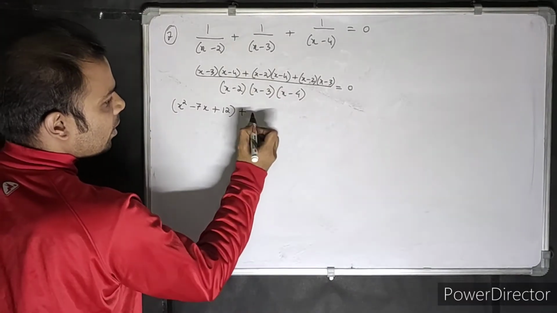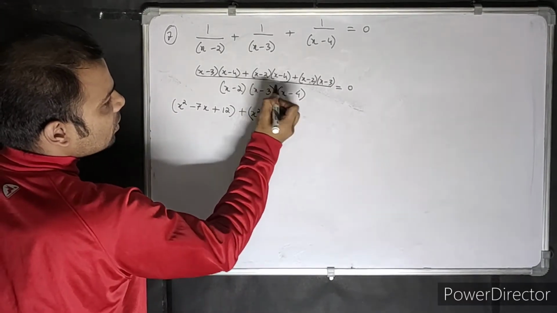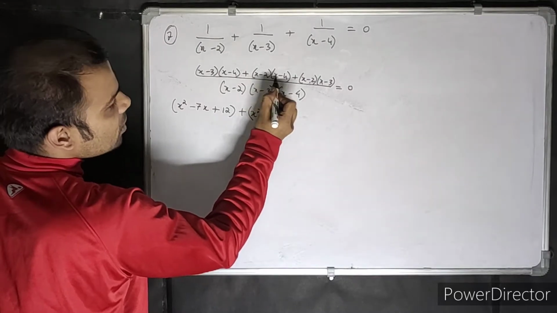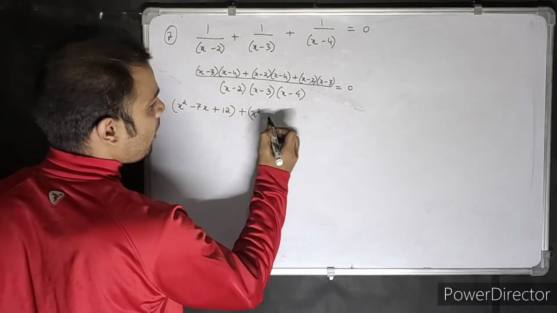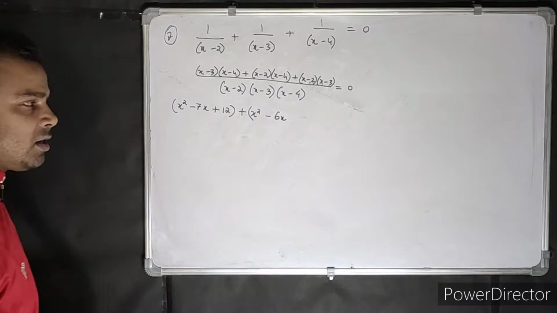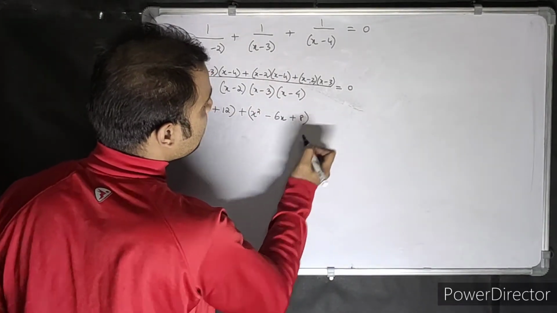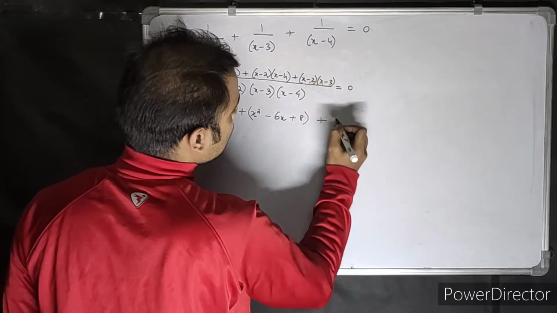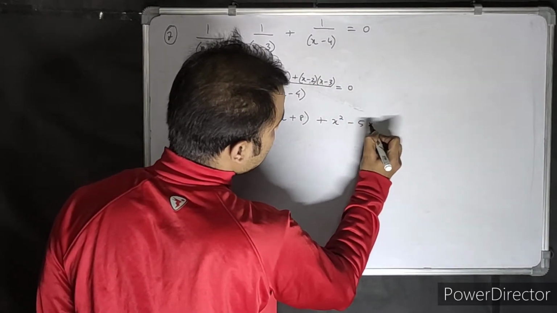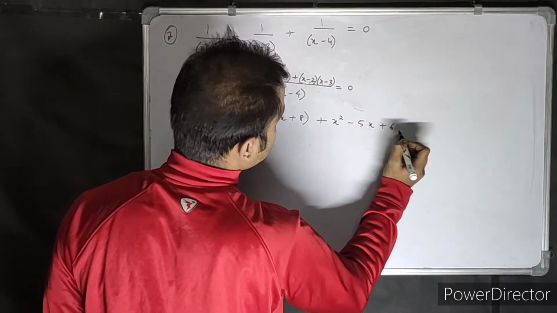X square. Okay, write an x square. Then look, this is minus 4x. This is minus 2x. What is that? Minus 6x. Minus 4, minus 2, minus 6. Then 4 2s are 8. Last one left. X square minus 5x plus 6.